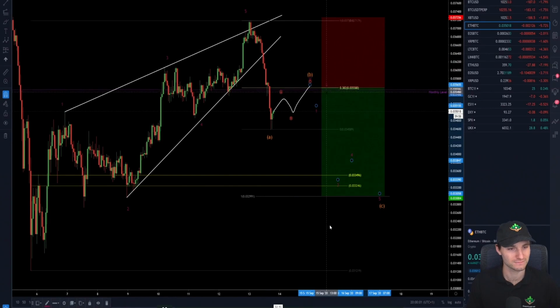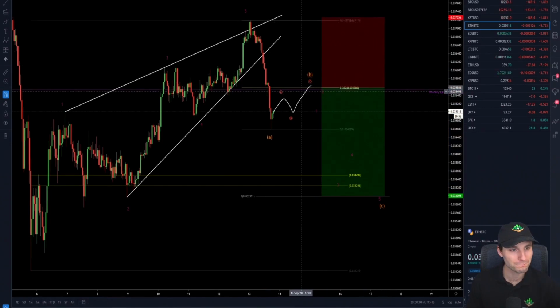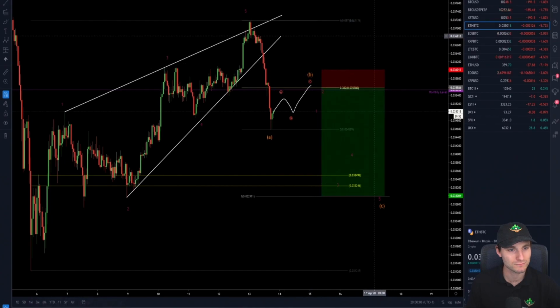And then you use your stop loss above whatever the high is. Obviously you don't have this at the moment, but then when you form the 1, 2, then you could get aggressive.